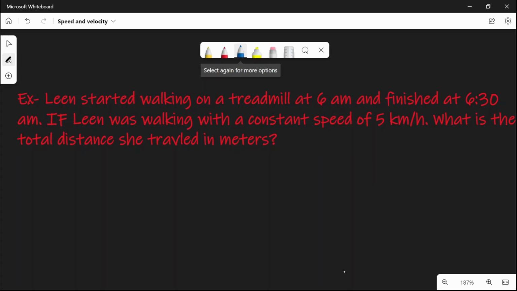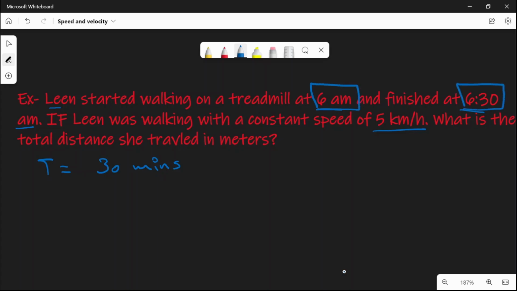Now what about this example? Lynn started walking on a treadmill at 6 a.m. and finished at 6:30 a.m. If Lynn was walking with a constant speed of 5 kilometers per hour, what is the total distance she traveled in meters? So here the time is equal to 30 minutes. The time she spent walking on the treadmill is equal to 30 minutes because she only walked from 6 a.m. till 6:30 a.m.